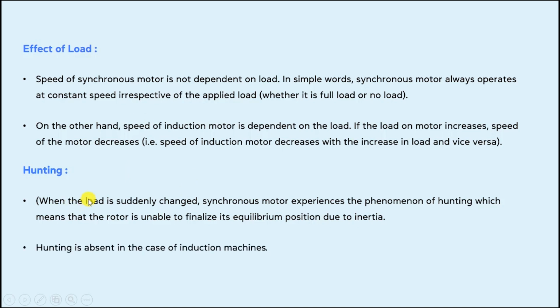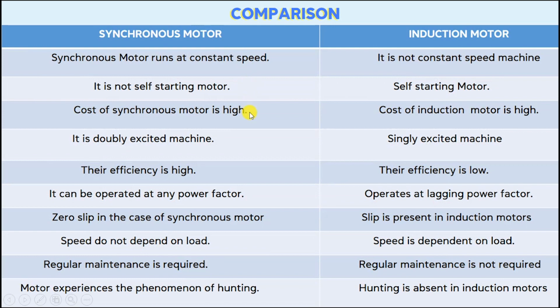Whereas in the case of induction machines, hunting is absent. So this is the advantage in the induction motors, that hunting is absent in these type of motors. This is the comparison of a synchronous and the induction motor in tabular form. These are all the points which we have discussed earlier in this video, so you will understand easily.